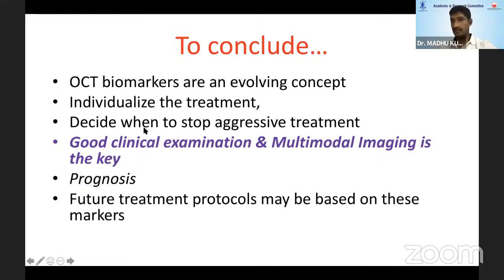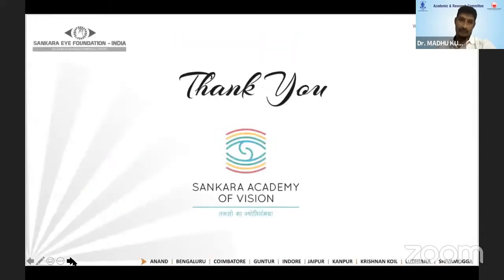They help us decide when to stop aggressive treatment, because we all know how costly it is to treat with anti-VEGF treatments. Good clinical examination and multimodal imaging is the key. So future treatment protocols may be based on these markers. Thank you.